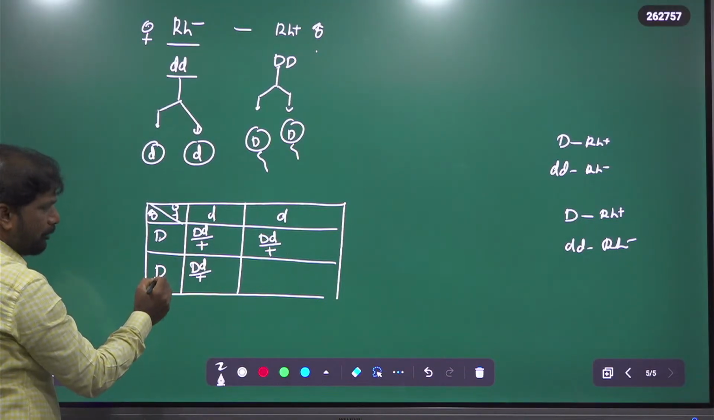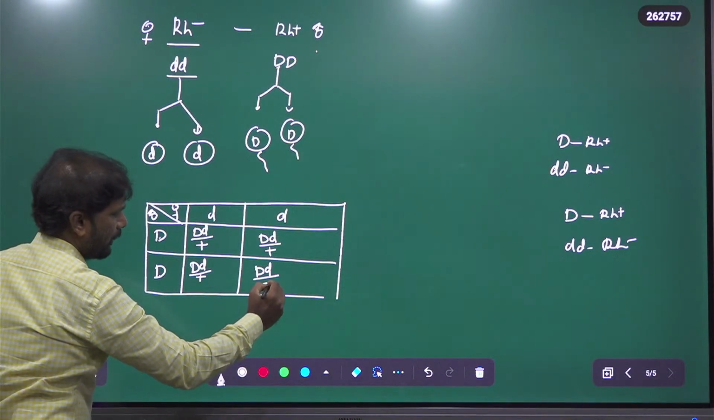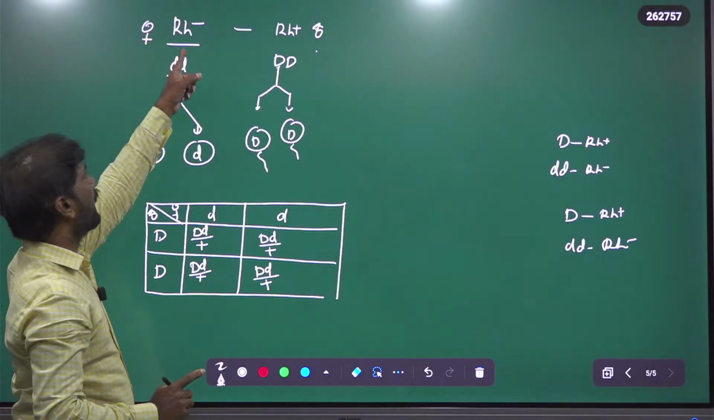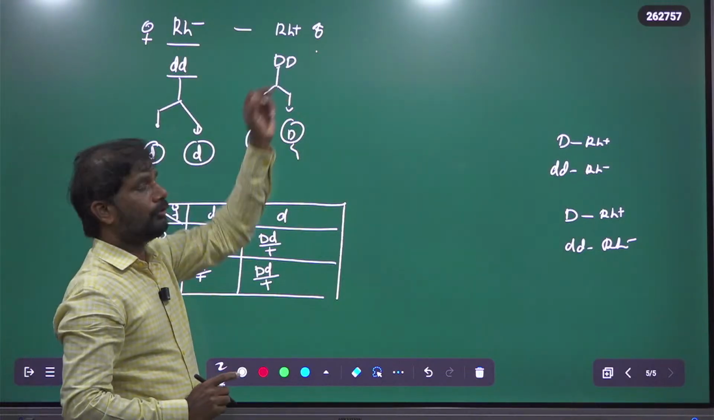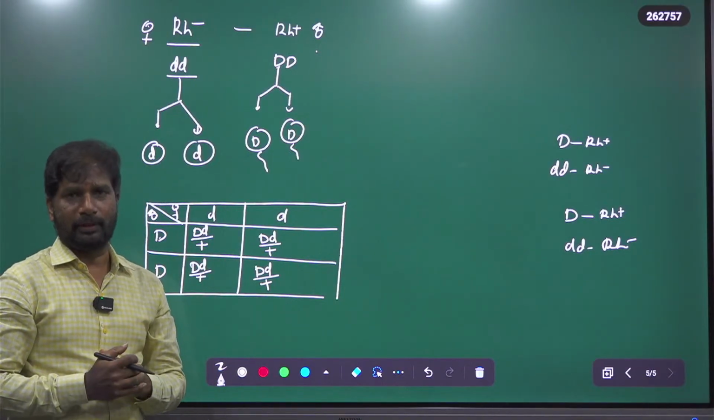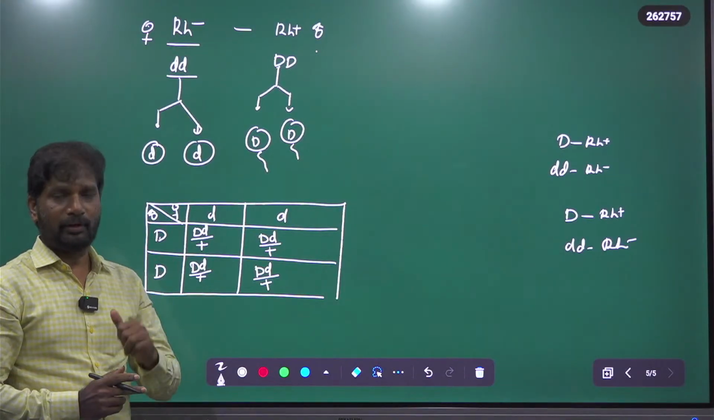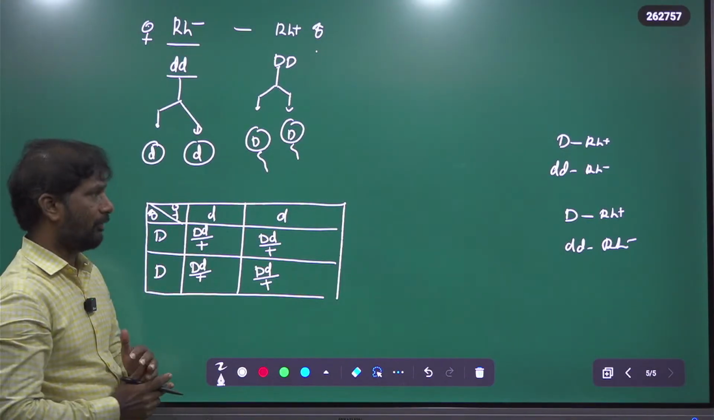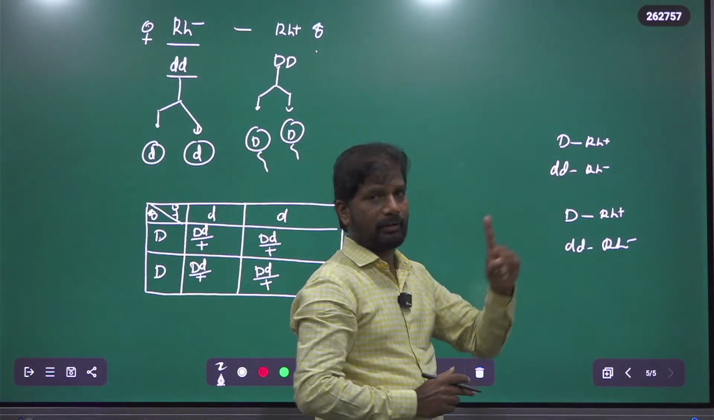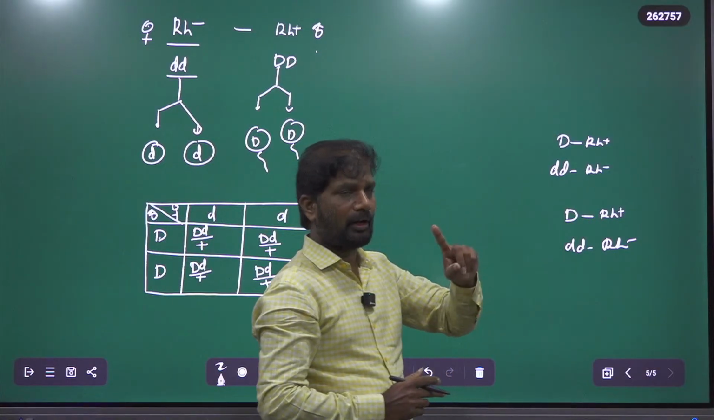And then again capital D and small d. So when marriage takes place between a negative female and a positive male, all the children will be positive in condition according to Fisher and Race. Fisher explained that capital D indicates Rh positive and small d indicates Rh negative.